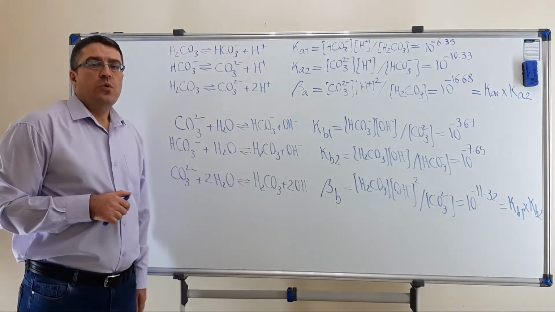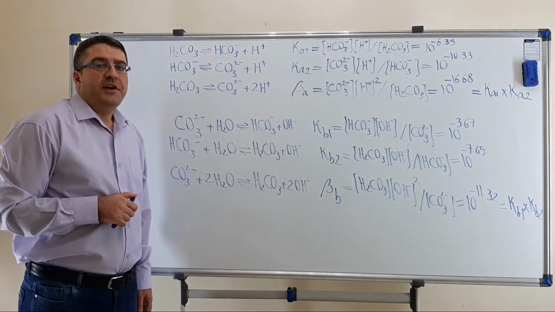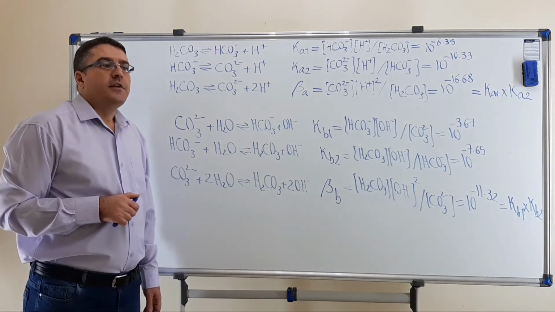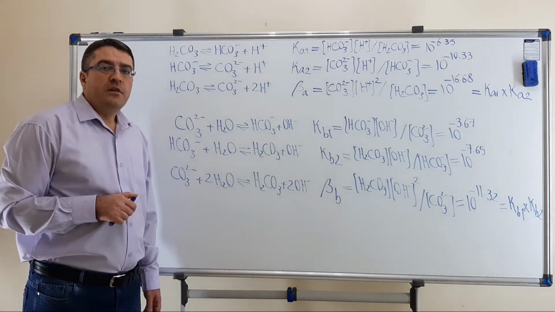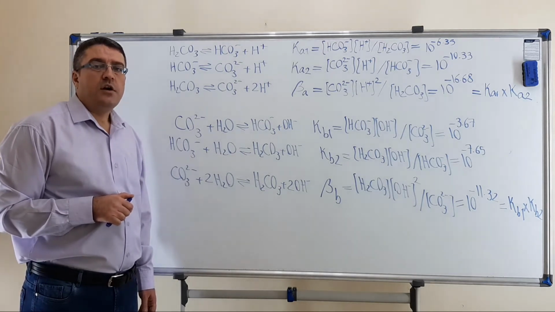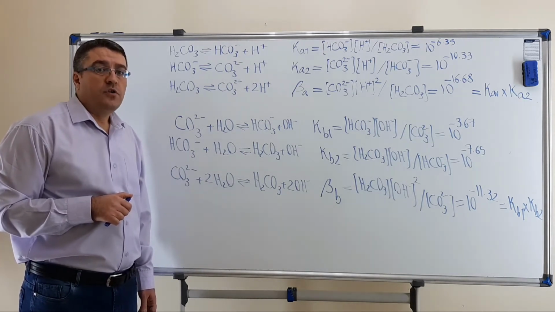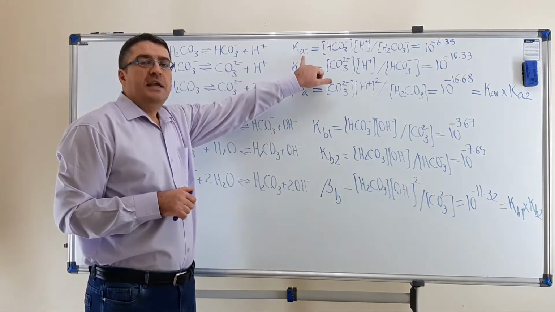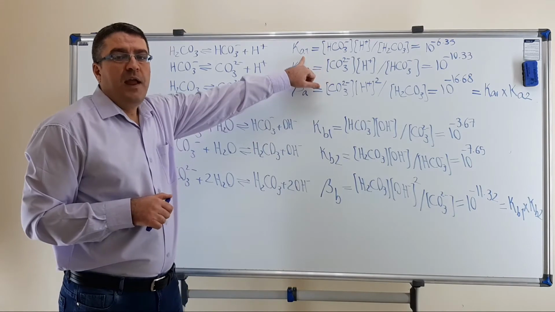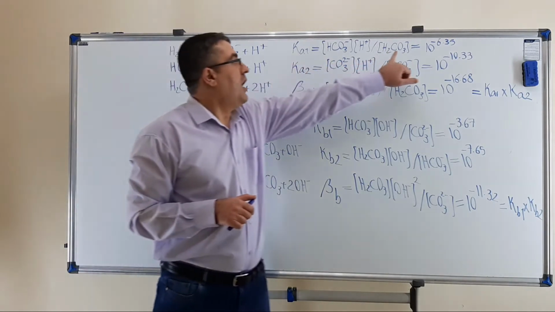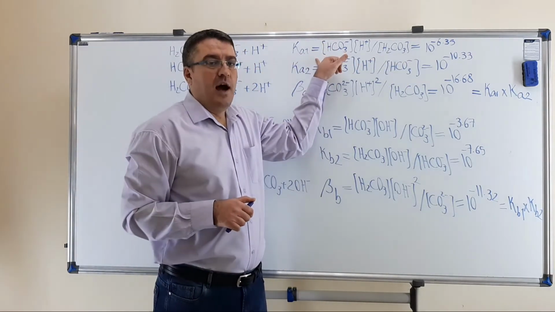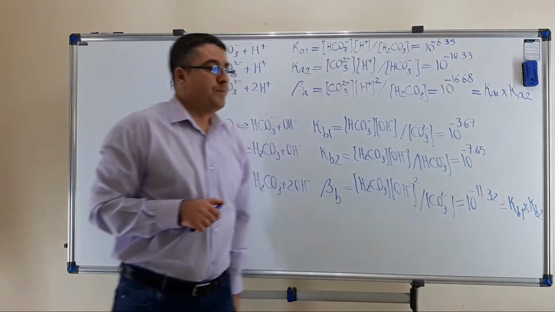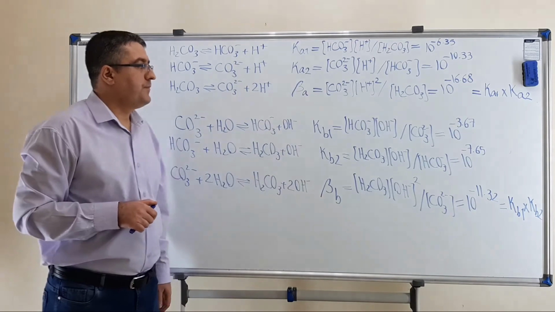In addition to K's, we can here consider pK's, where pK's are the negative decimal logarithms of K's, or decimal cologarithms of K's. For example, pKa1 is the negative decimal logarithm of Ka1, and it will be equal to 6.35, and so on.